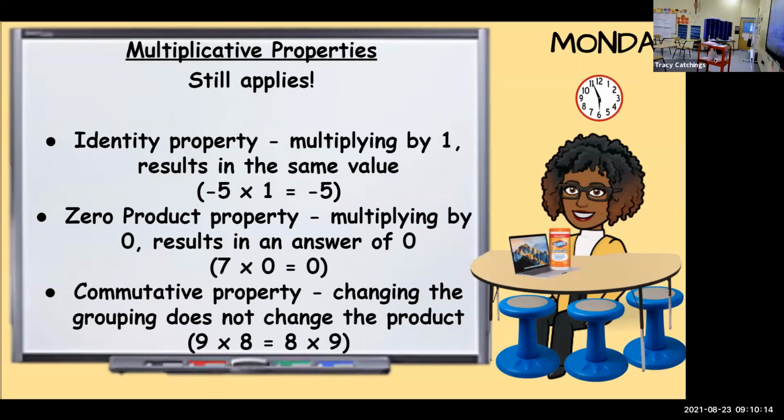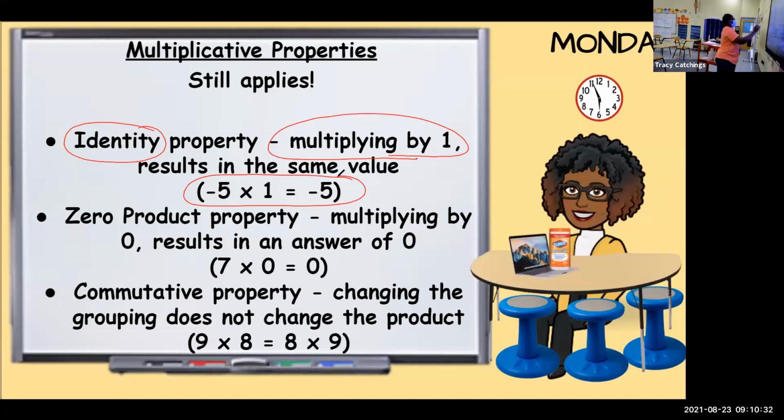All right, next we're gonna look at properties. These properties you should remember from lower grades. The first property is the identity property. Identity property pretty much tells us anytime we multiply by 1, that answer will still be the same value we started with. -5 times 1 will still be -5.